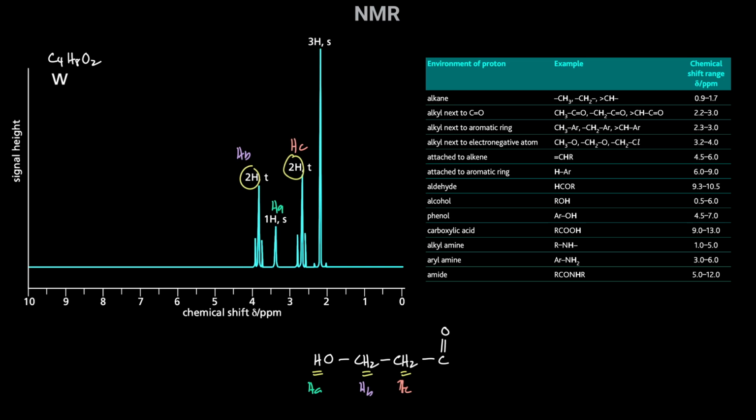And the only place that CH3 can go is over here, right? So that's a CH3 that's next to a C double bond O. So it shifts in the range 2.2 to 3 parts per million, and it's a singlet because the neighboring carbon doesn't have any protons. So this is going to be HD. So this compound is 4-hydroxybutanone.